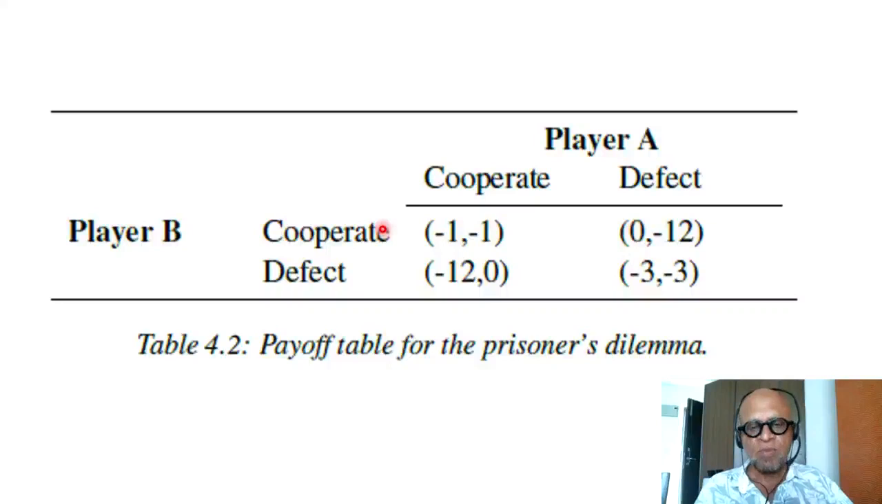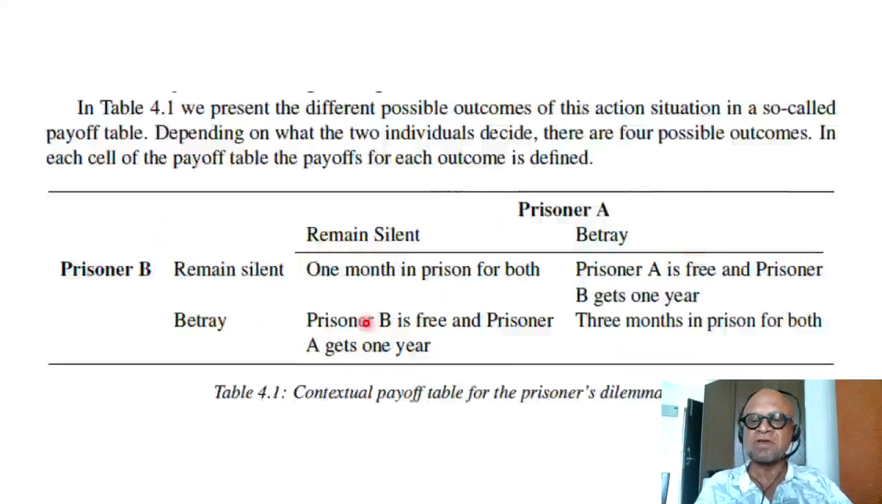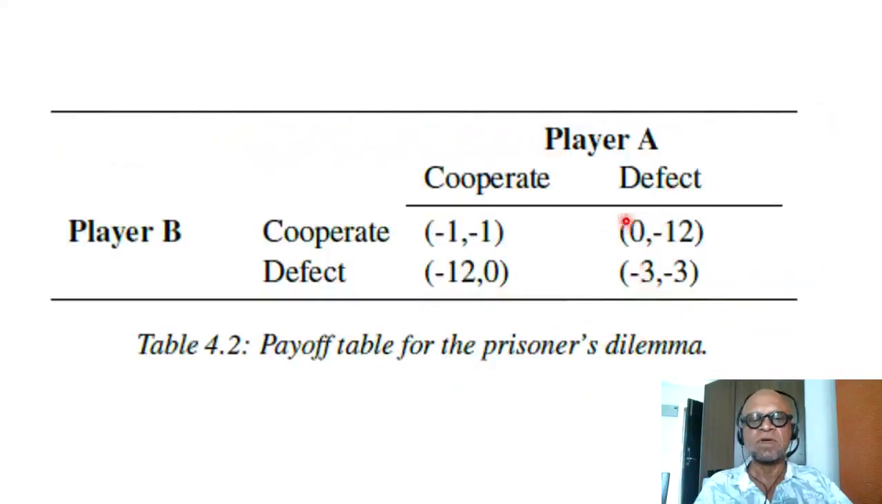Let's say cooperate here is... yeah, let's make sure we understand the payoff table. So here in this case, prisoner B remains silent and prisoner A betrays. So that's how this table is. So prisoner B doesn't gain anything, but prisoner A loses 12 months, so gets a 12-month sentence.